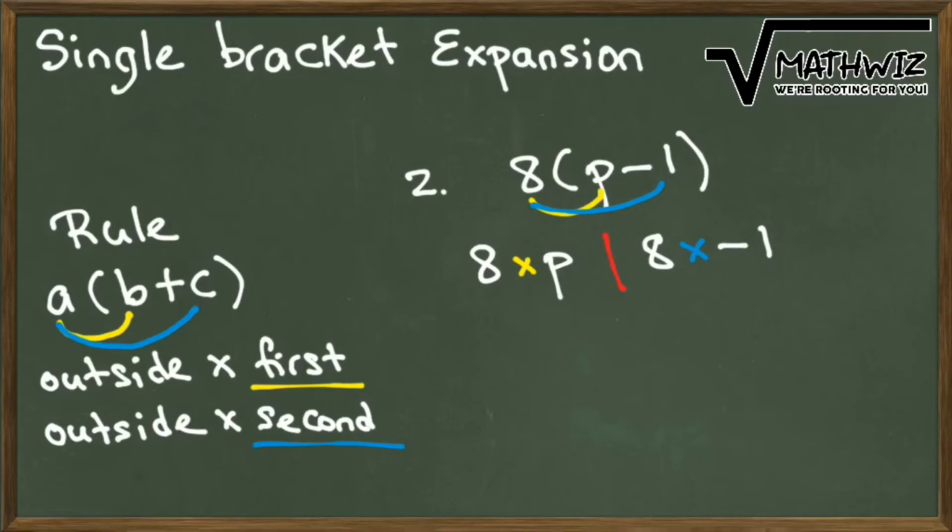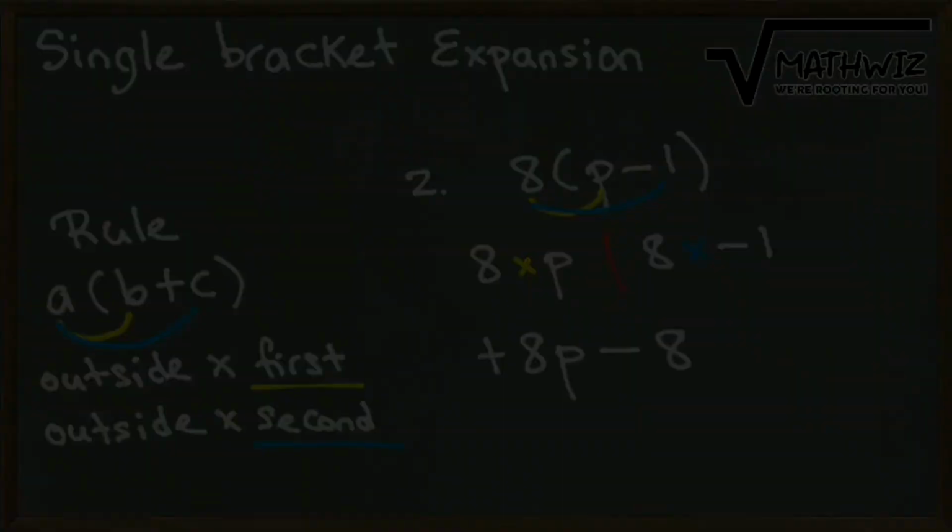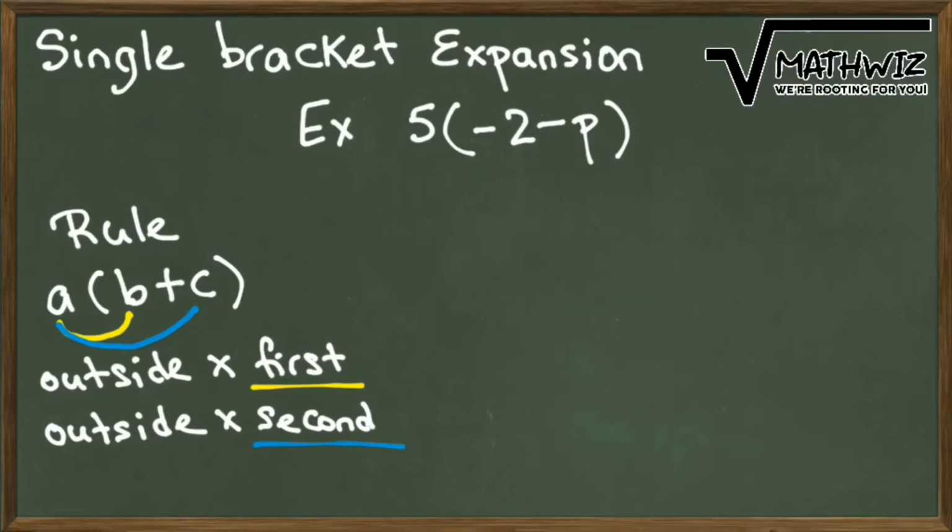So working with the 8 times p, we have a positive times a positive. So it is positive, and 8 times p is 8p. We then have 8 times -1. A positive times a negative is a negative. And 8 times 1 is going to be 8. So let us try another set of examples.